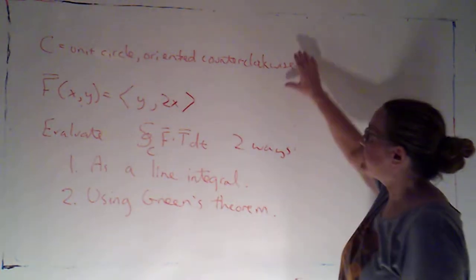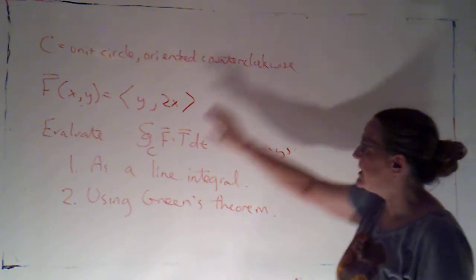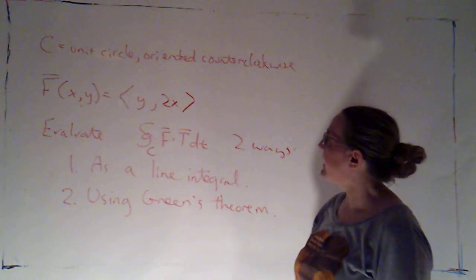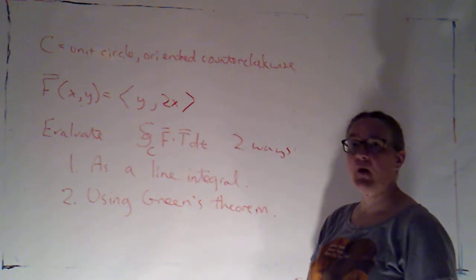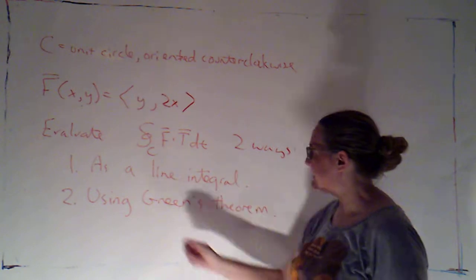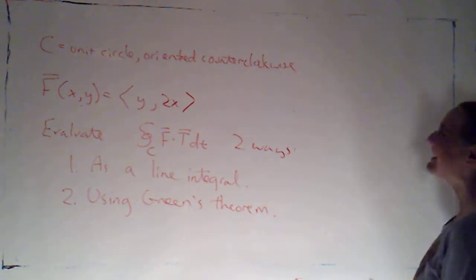Okay, so I've got a problem up here. C is going to be the unit circle oriented counterclockwise. My vector field f is going to be ⟨y, 2x⟩, and I want to evaluate the work integral of f around C. We're going to do it two ways. First, just as a line integral using the definition of work, and second, using Green's theorem. Of course, we should get the same answer either way.